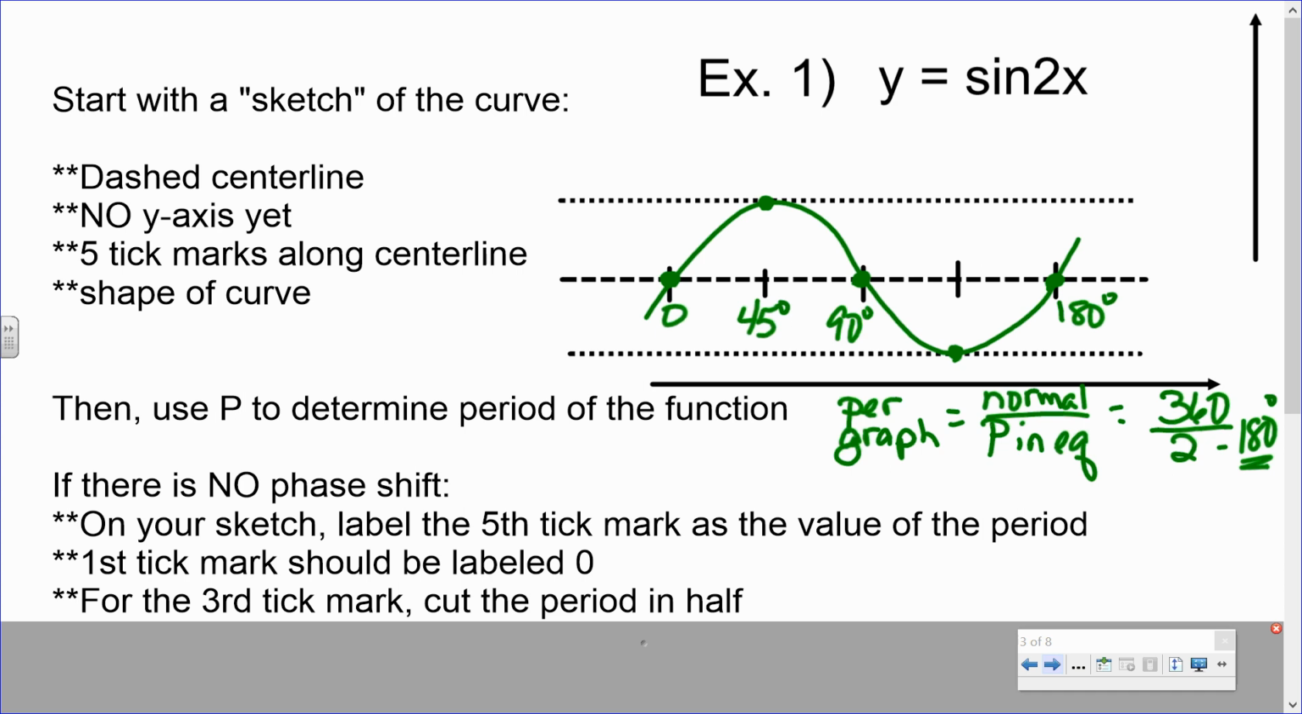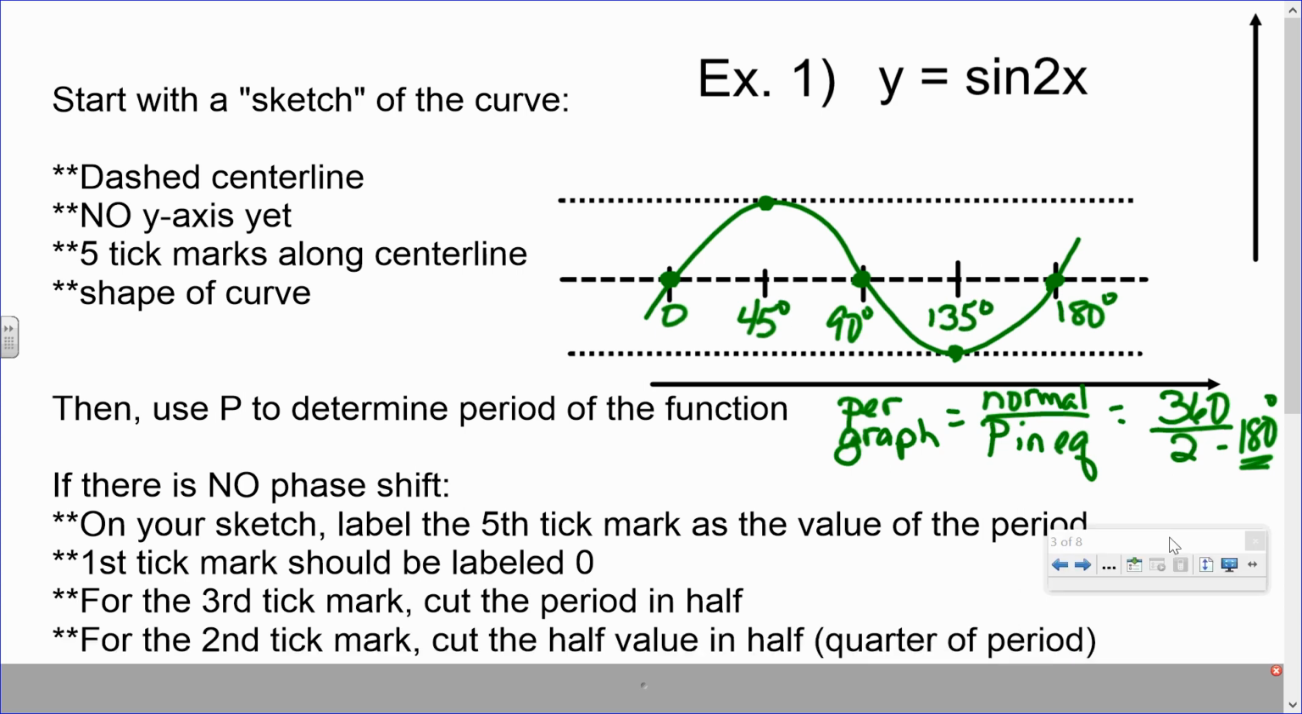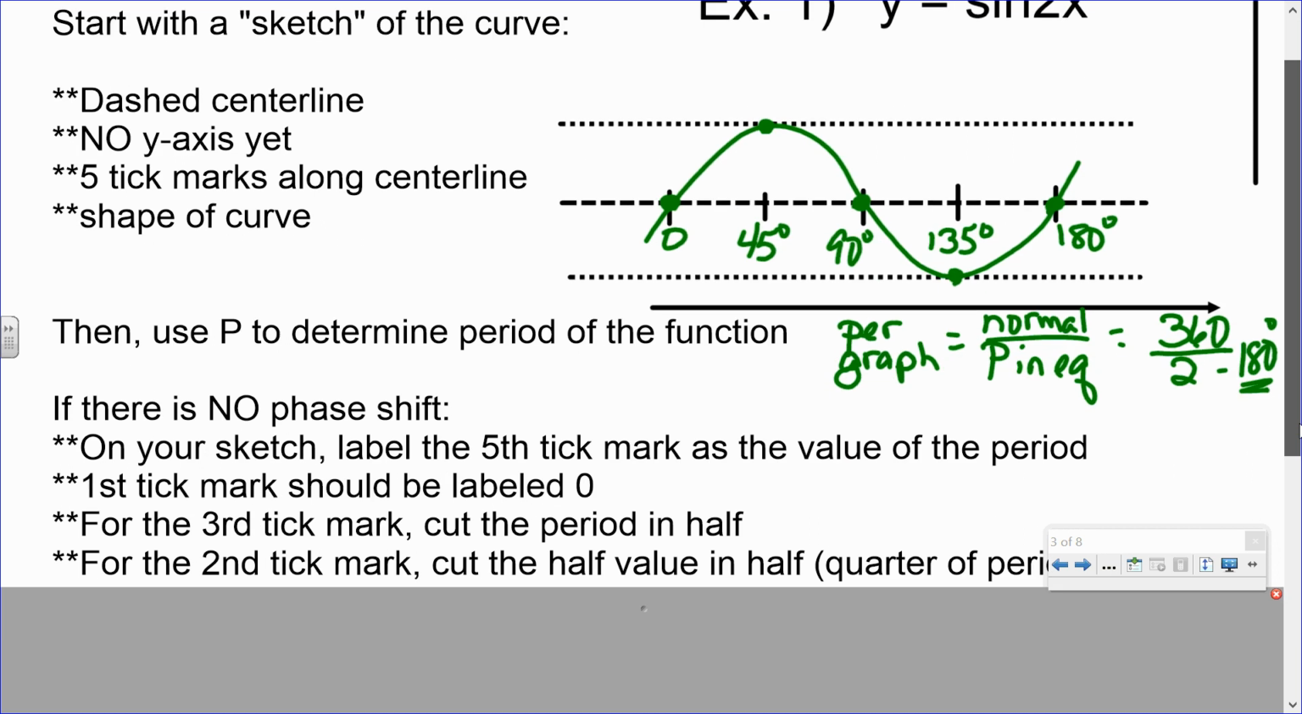That helps me out here because 90 to the next one has to be 45 degrees. So what's 90 plus 45? So I have all 5 of those labeled. So far, so good.